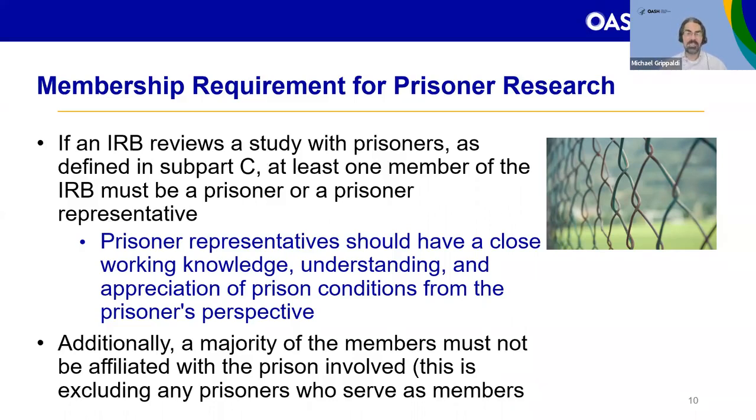But the most common ways to be affiliated are to be employed by that institution or to be an immediate family member of someone who's employed by that institution. So like a child or a spouse. Most IRBs don't do prisoner research, but I just wanted to include this because it's an additional IRB membership requirement that you should be made aware of.